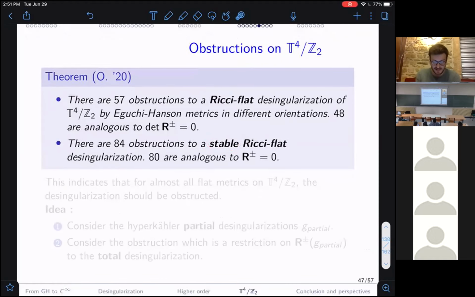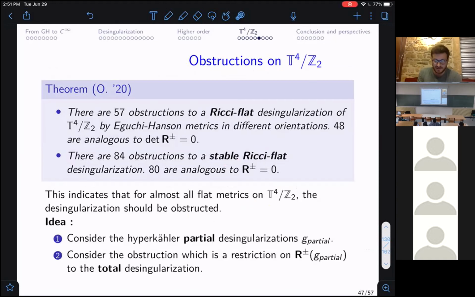And this indicates that almost all flat metrics should not be desingularized, at least when you choose the right positive and negative orientations. The idea is just to consider the partial hyperkähler desingularization and try to perturb this partial desingularization to a total desingularization. And there are obstructions to doing so. When they are not satisfied, then you cannot do the desingularization. That's where all of these obstructions come from.